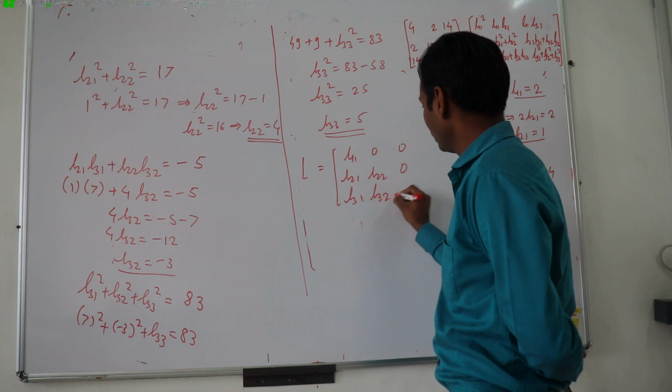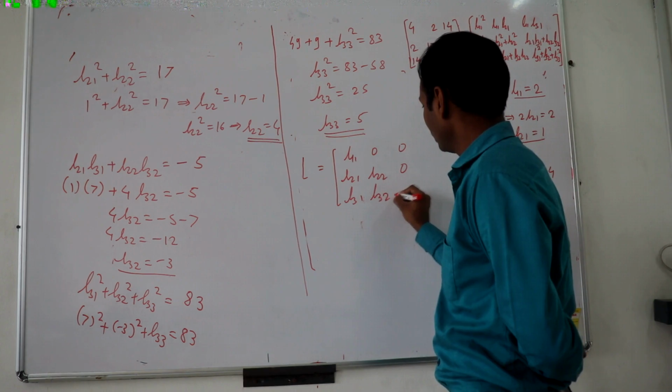This is matrix L. Then L transpose is equal to L11, L21, L31, 0, L22, L32, 0, 0, L33. So put it again, that is this transpose: 2 1 7, 0 4 minus 3, 0 0 5. Now we get both the matrix L and L transpose.